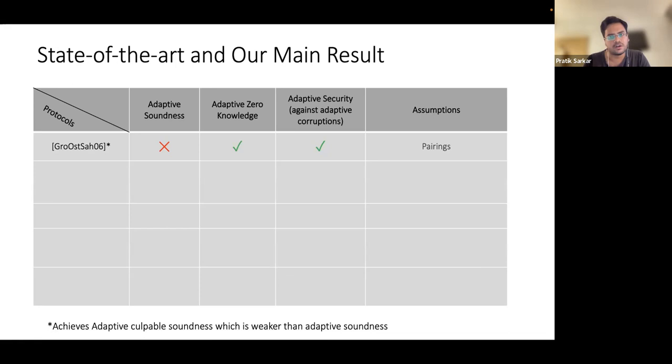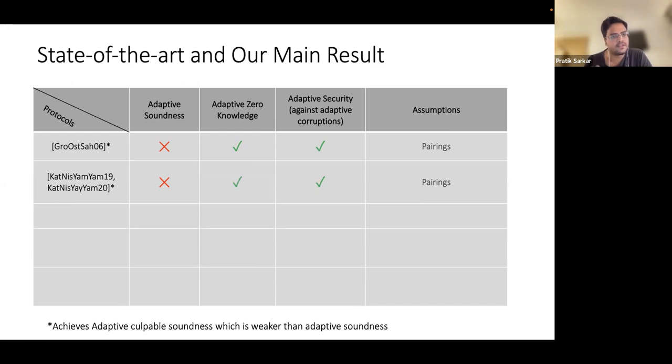So the first work on adaptively secure NIZK was initiated by Groth, Ostrovsky, and Sahai, the GOS paper. So they constructed it from pairings. They obtained adaptive security and adaptive zero knowledge, but they failed to get adaptive soundness. In fact, they obtained a weaker notion of soundness called adaptive culpable soundness, because the real and ideal world CRS are just computationally indistinguishable, since they are in the dual mode CRS setting.